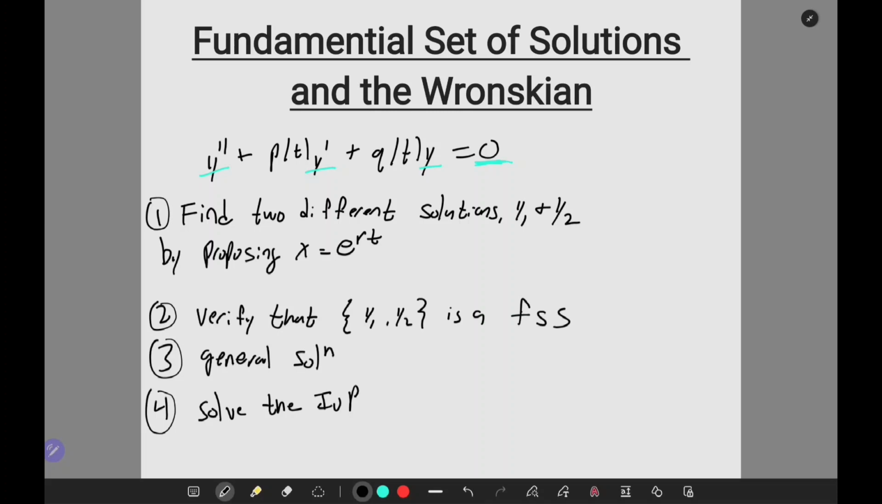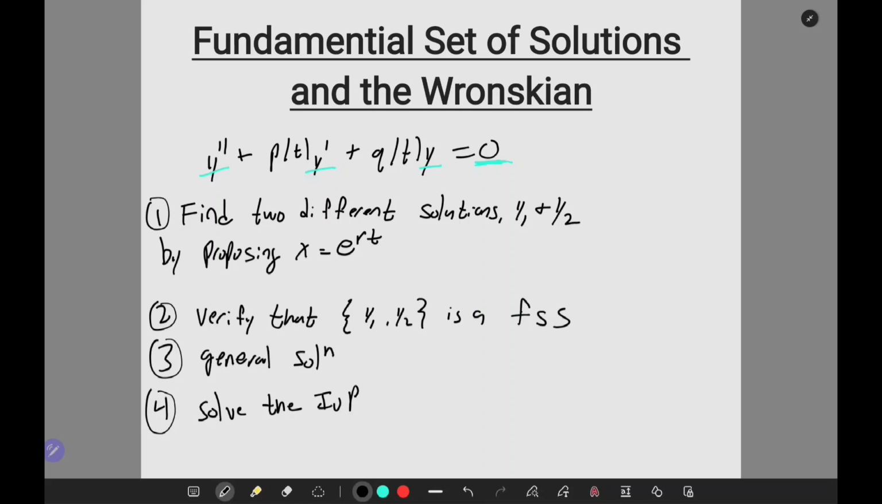So for a fundamental set of solutions, there's generally four steps for solving these kinds of problems. The first step is we're going to have to find two different solutions, y1 and y2, by proposing x equals e to the rt.